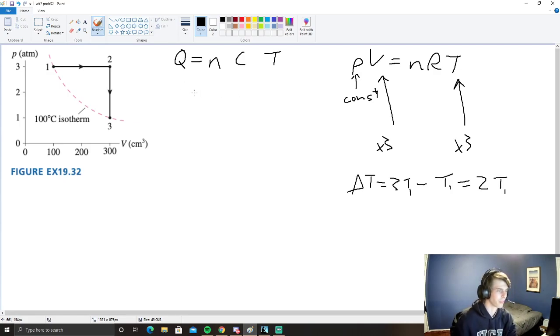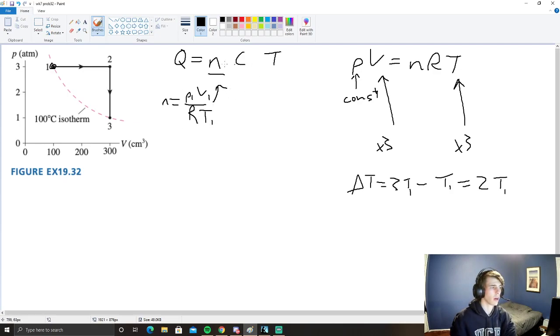Now we can go ahead and solve the problem. Another thing we need is n. We don't know what n is. How many moles are in this? So we will use PV equals nRT again, just solving for n. If you solve for n, you'll get that n is equal to P1 V1 over R T1, where I'm using 1 in relation to this point. And then you can substitute that in here.